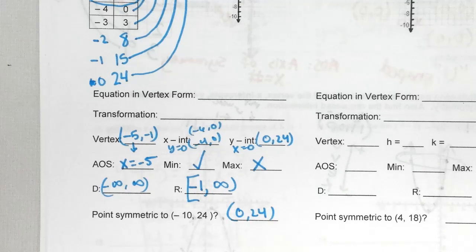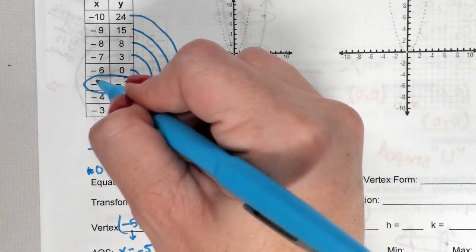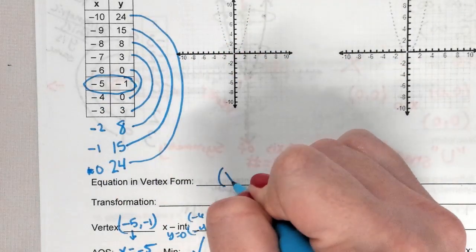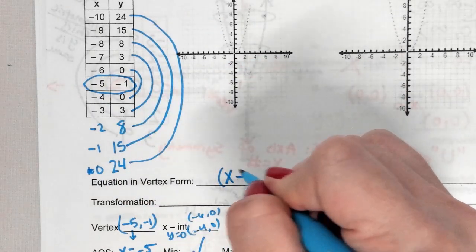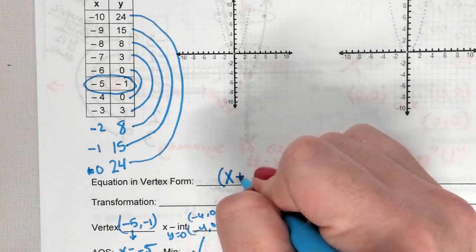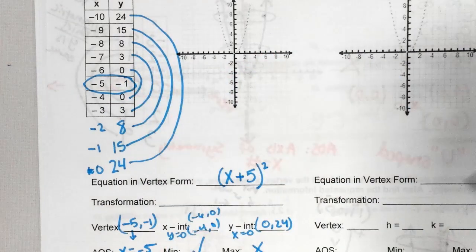The equation is a little harder, but it's not bad. So equation in vertex form. Well, we know, isn't it the opposite of this on the inside? What's the opposite of -5? Because I have a minus, and if I plug in a negative, it becomes positive. And then what's exact y?